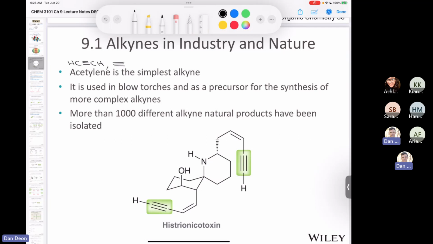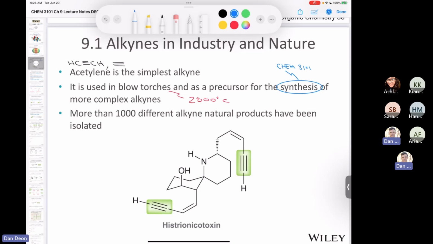Acetylene is the simplest possible alkyne that we can have. The systematic name would be ethyne, but nobody calls it that. Everybody calls it acetylene. And it's used in blow torches. The reason, as I explained earlier, is that the flame it produces burns at about 2,800 degrees Celsius. And it's also used in synthesis. We are going to do this a lot. We're going to use acetylene in synthesis a lot in chemistry 3101 and chemistry 3111 as well.